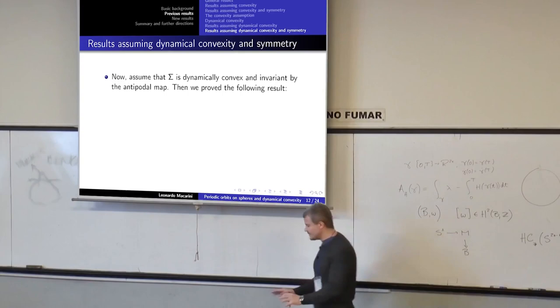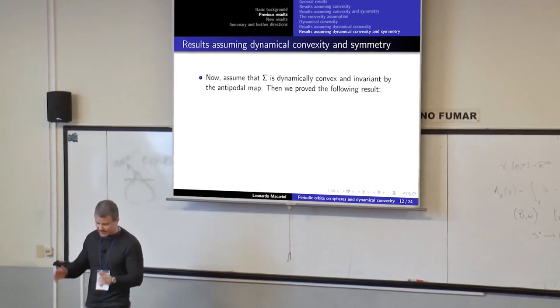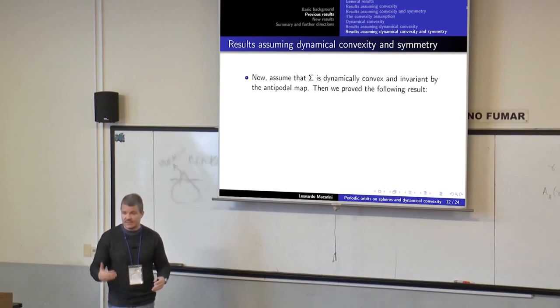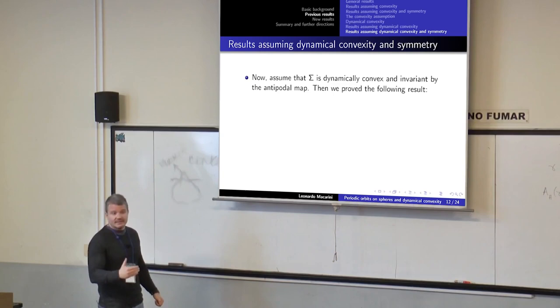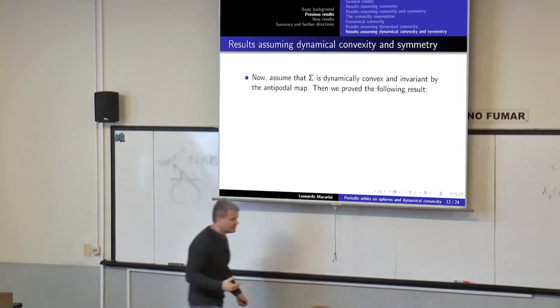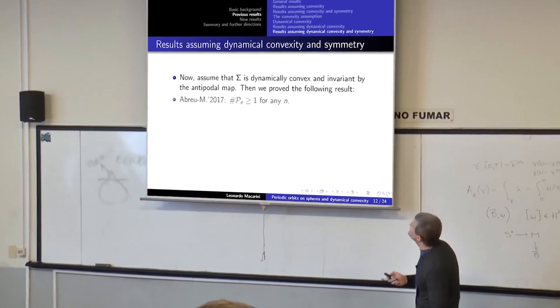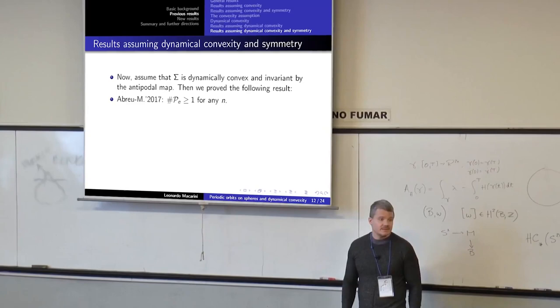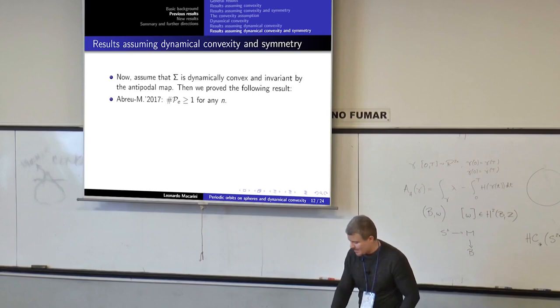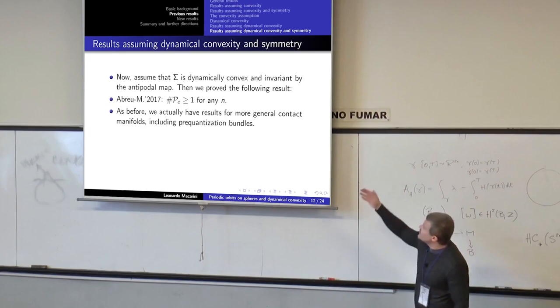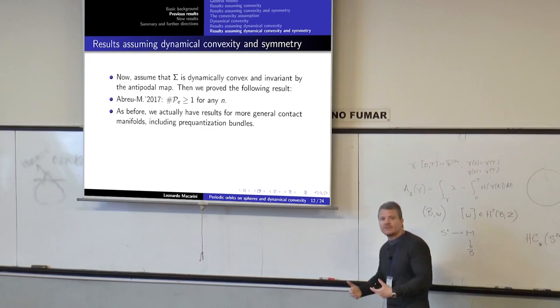So remember, we had results in the star-shaped case, in the convex case, in the convex symmetric case. Now results in the dynamically convex case. So now assume that you have dynamical convexity and that sigma is invariant by the antipodal map. It's symmetric, just like in the convex case. But now assuming only dynamical convexity, what do we have? We have at least one elliptic periodic orbit, like in Dell'Antonio-D'Onofrio-Ekeland in the convex case. And as before, we get this result for more general contact manifolds, assuming some sort of dynamical convexity.